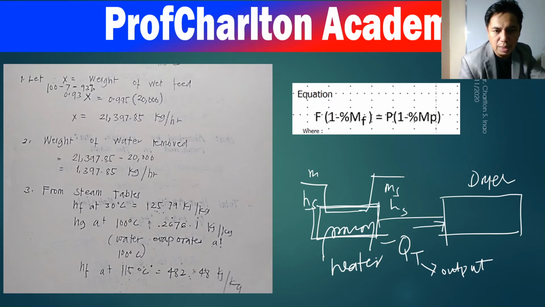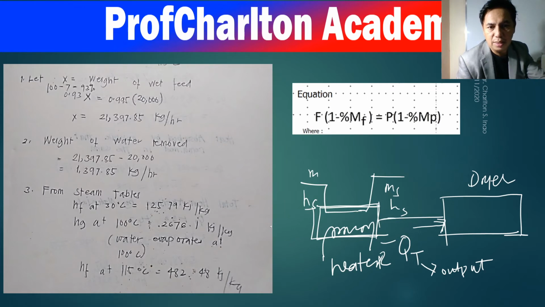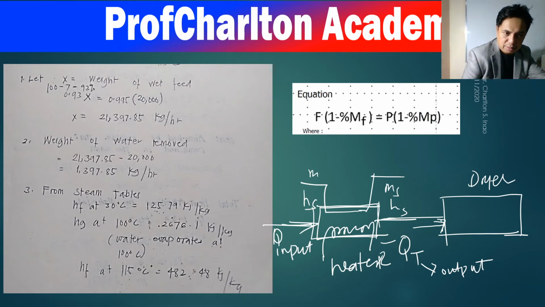So the output of the heater is the input of the dryer. Again, the output is the output side, and this is the input side of the heater. Yeah, so heater input or Q input here, and Q output is the total. For example, the total, Q output is here. It will be the input to the dryer, right?